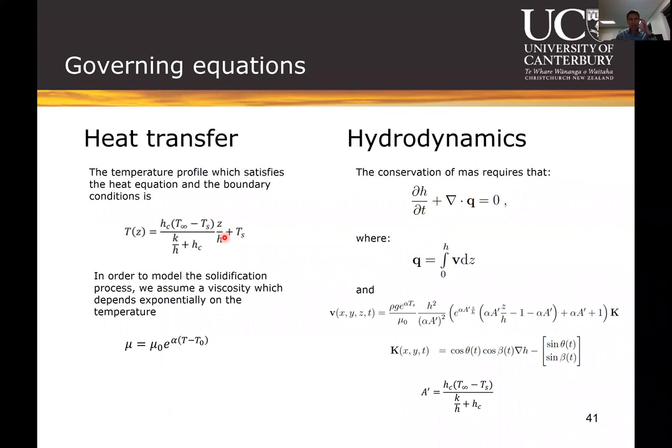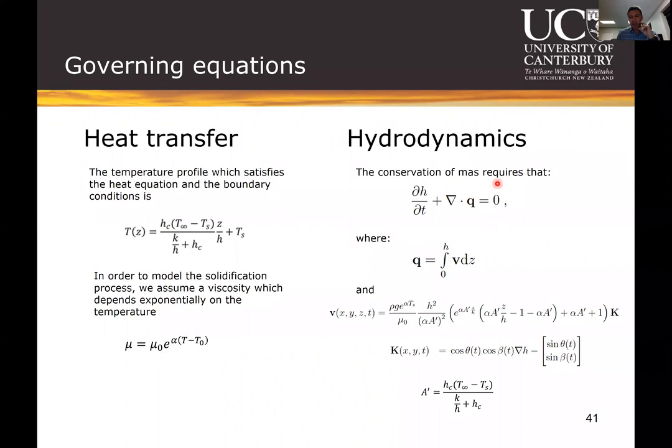This temperature distribution T is related to the film thickness H. And here we've got our convective heat transfer coefficient and our thermal conductivity. So basically this is our temperature distribution, and this is how our viscosity depends on the temperature.